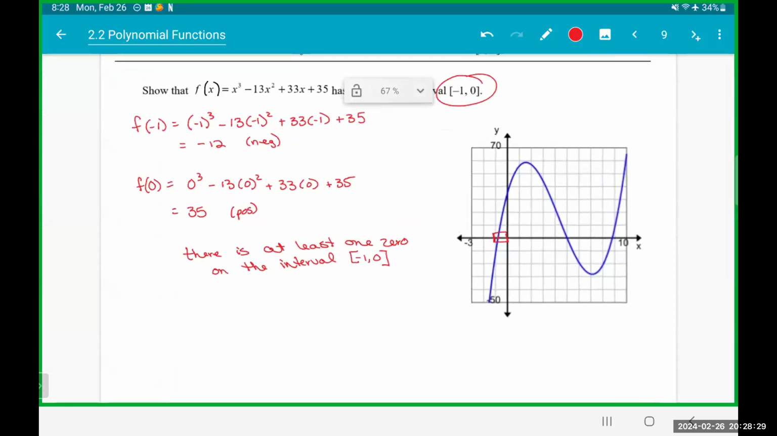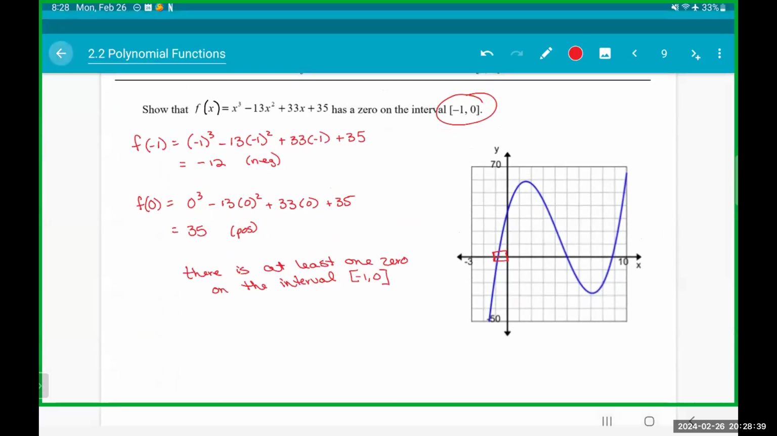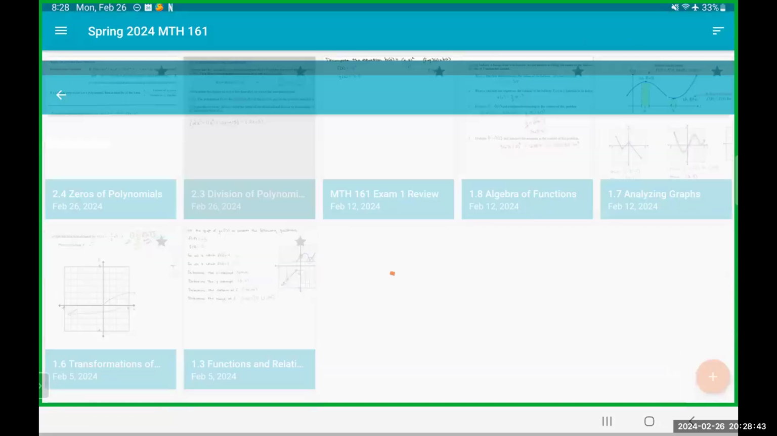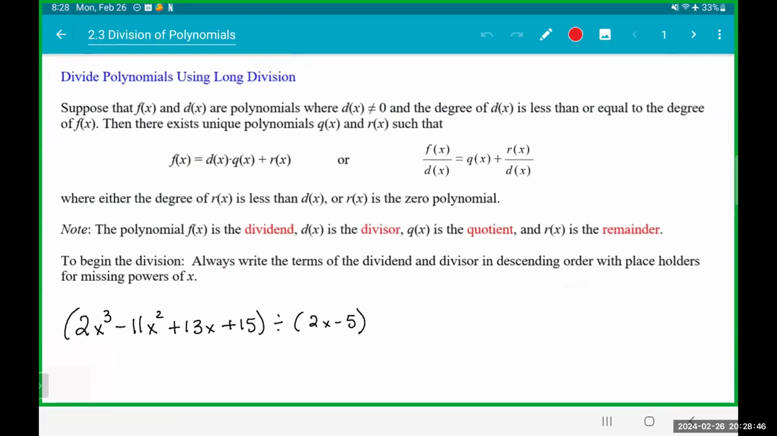Okay, question. All right, let's look at the last section then. I think that this is some fun stuff. It's division. So we're going to look at division of polynomials. We're going to learn two techniques. We're going to learn how to do long division, and we're going to learn how to do synthetic division.